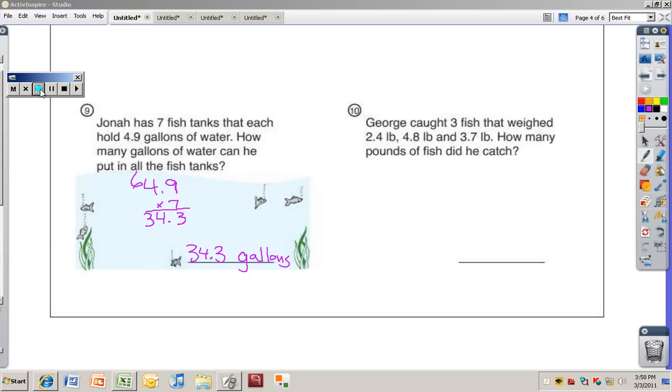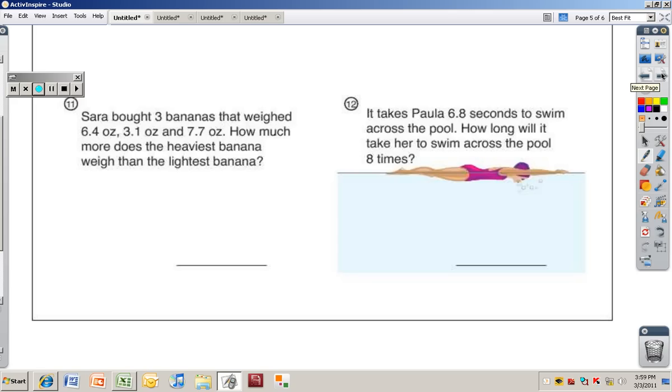And number 10, George caught 3 fish that weighed 2.4, 4.8, and 3.7 pounds. How many pounds of fish did he catch? What kind of a problem is this? Addition. Good. 2.4, 4.8, 3.7. Help me out. 15, 19, right? 7 and 3 more makes 10. 10.9 what? Pounds. All right, last two. Pause the video, turn it back on when you're ready for the solutions.